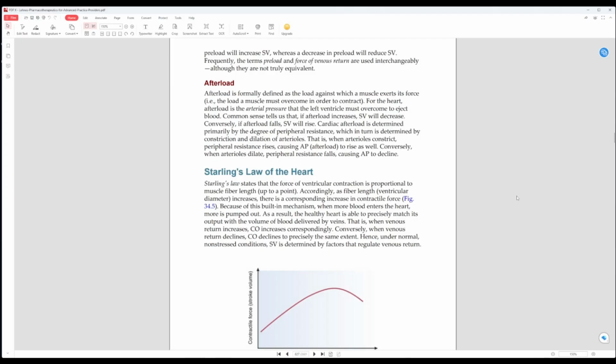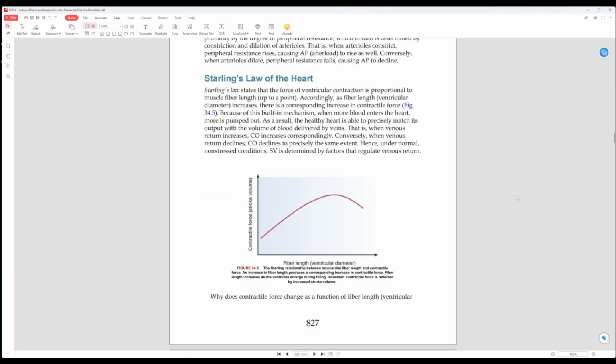Cardiac afterload is determined primarily by the degree of peripheral resistance, which in turn is determined by the constriction and the dilation of the arterioles. That is, when arterioles constrict, peripheral resistance rises, causing arterial pressure, or afterload, to rise as well. Conversely, when arterioles dilate, peripheral resistance falls, causing your afterload to decline.